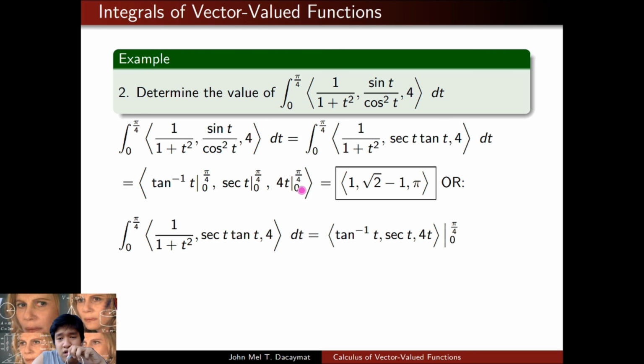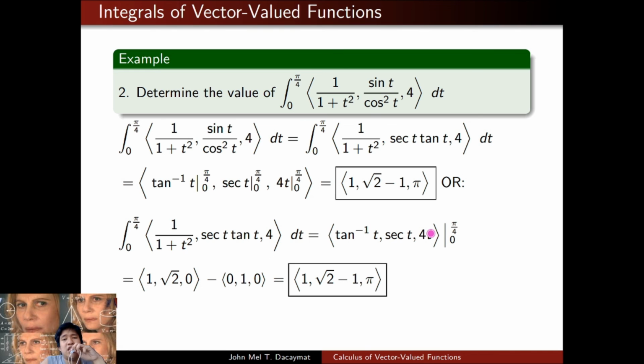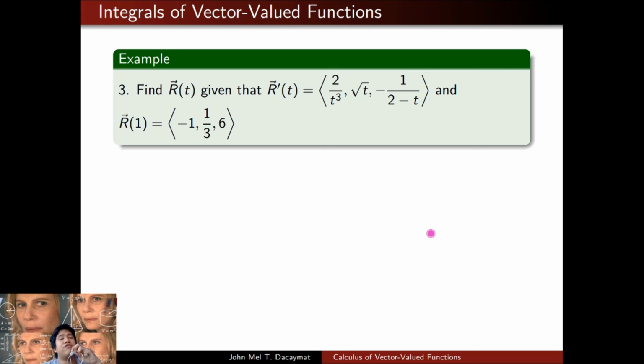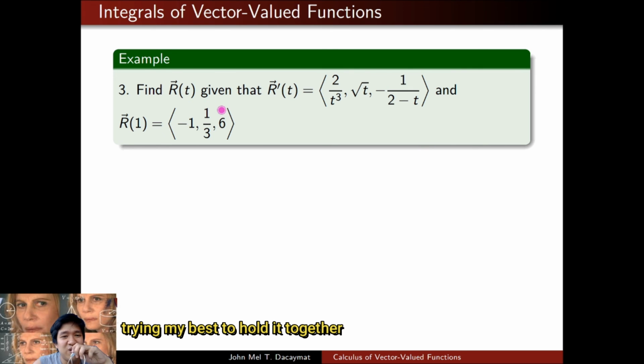Okay lang din yan. So when you evaluate this whole thing first at pi over 4, you get this vector. At pag in-evaluate mo sa 0, you get this vector. So, you should get the same thing. Either way works. Okay? Now for our last example for this discussion. Last na lang eh. Okay, so let's have this.